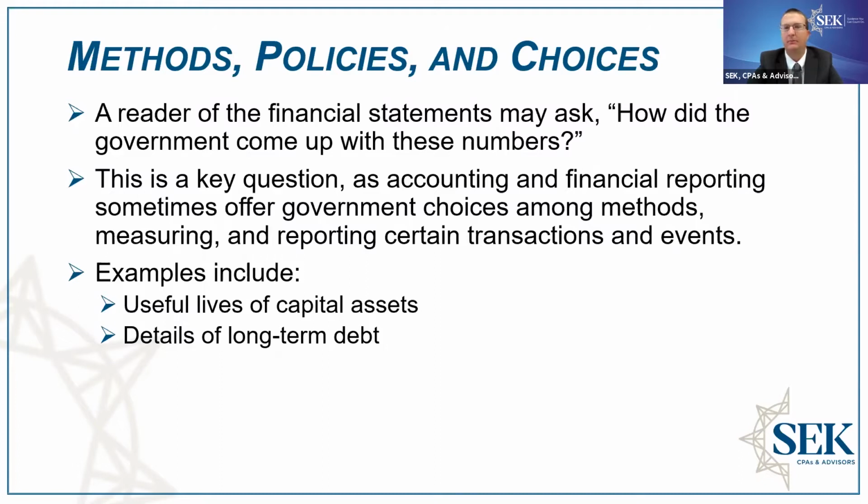It's not a one-stop shop. There's a lot of different options that governments have as far as reporting information. This note number one describes those methods and policies and the choices that the government ultimately made. The couple of examples that I included for today's presentation, as I mentioned, are capital assets and long-term debt. As far as the choice is concerned for capital assets, the useful lives are a choice that the government has to depreciate those capital assets. That's individualized for each governmental entity, and also including details of long-term debt.